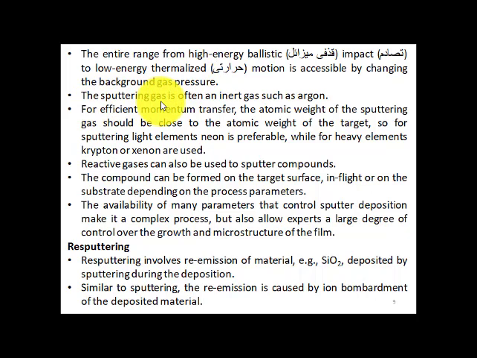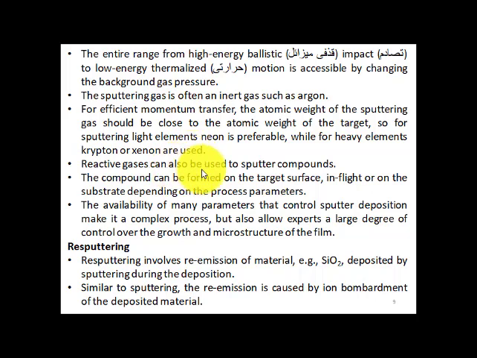The sputtering gas is often an inert gas such as argon. For efficient momentum transfer, meaning the transfer of momentum from the sputtering gas to the target material, the atomic weight of the sputtering gas should be close to the atomic weight of the target. So for sputtering light elements, neon is preferable, while for heavy elements, krypton or xenon are used.